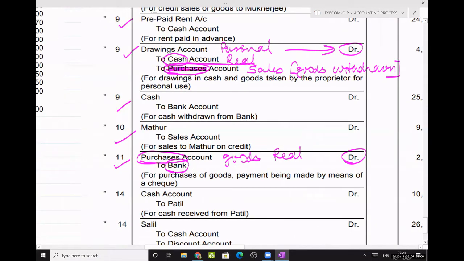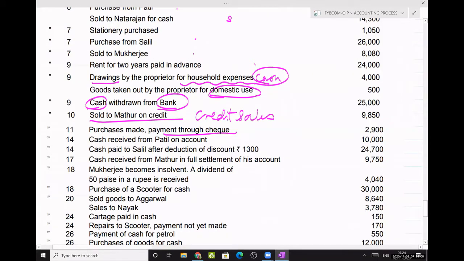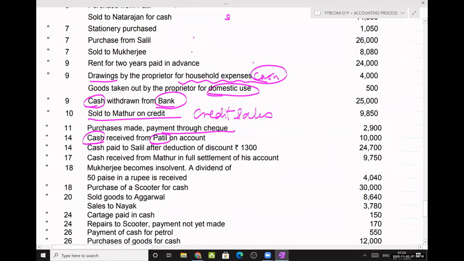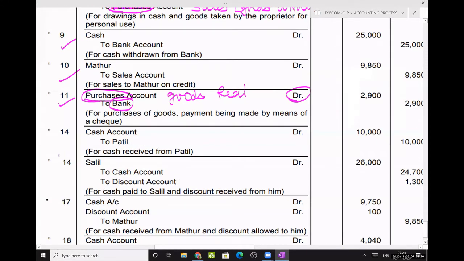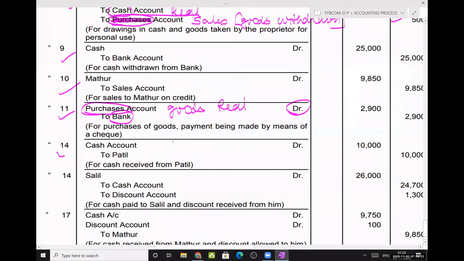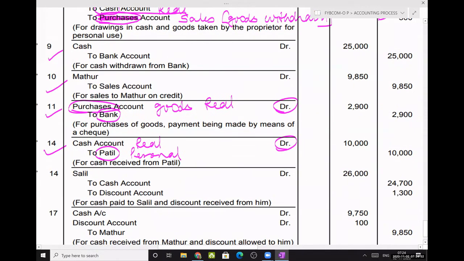Next, cash received from party on account. Cash and party, two important items. Cash is what? Real account. What does a real account say? Debit what comes in. Who is the party? Party is a personal account. What does a personal account say? Credit the giver of benefit.